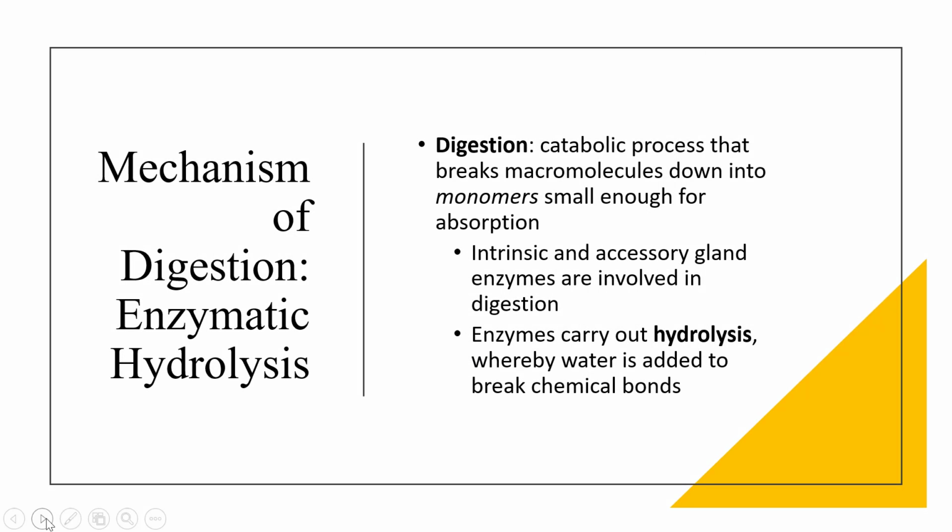So digestion is a catabolic process. It breaks down big molecules to smaller units, small enough for absorption. And you have intrinsic accessory glands and enzymes that are involved in this digestion. The enzymes usually carry out hydrolysis, which is a type of digestion that requires the addition of water to help break the chemical bonds.